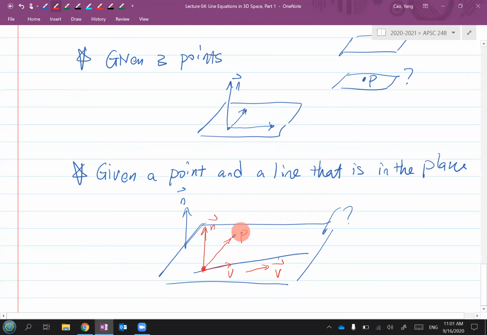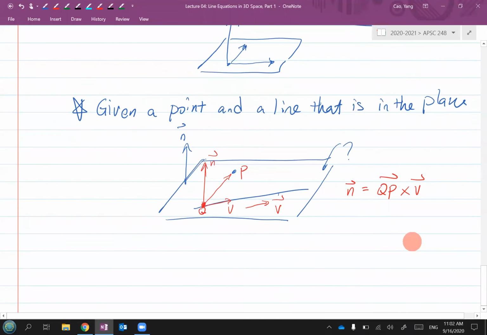Okay, so let's say this is P, this is Q, then your N equals QP cross V, or V cross QP, doesn't matter. Good. So there might be a few other variations, but I think this pretty much covers all the possible kinds of questions related to planes. And we'll also combine lines and planes together after we learn the line.